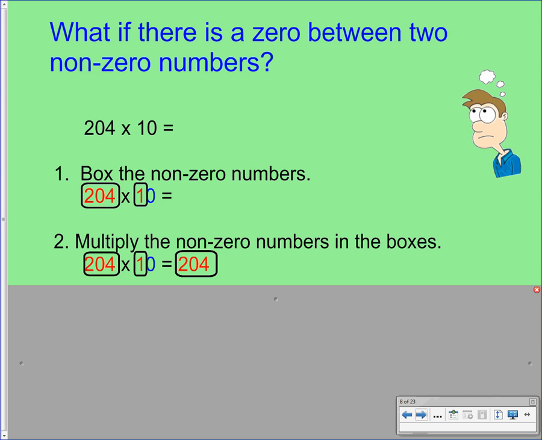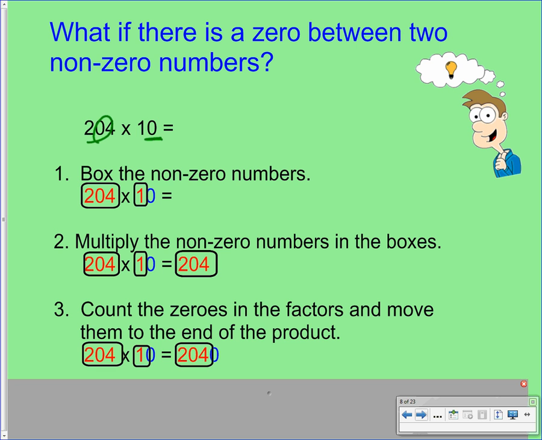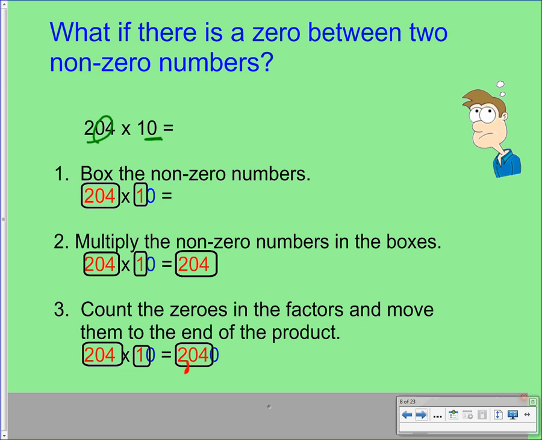And finally, the last step, still the same, count the zeros that are at the end. Let me say that again. We only count the zeros that are at the end. The one in the middle, we can't count because it's sandwiched between two non-zero numbers. That one's not going to count. The only zeros that we count are the ones at the end. Because I have 1 zero at the end, I bring it over to the end. So 204 times 10 equals 2,040. Let's put our comma in there to separate our period.